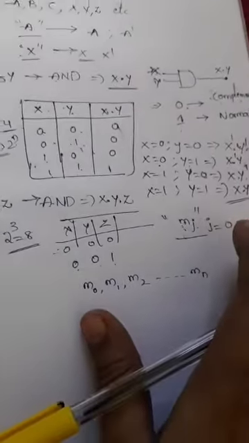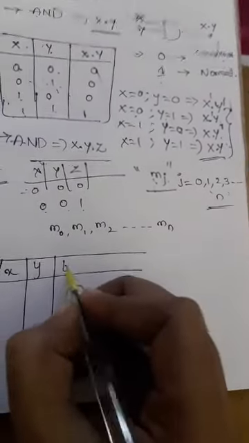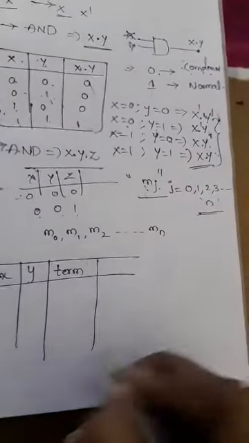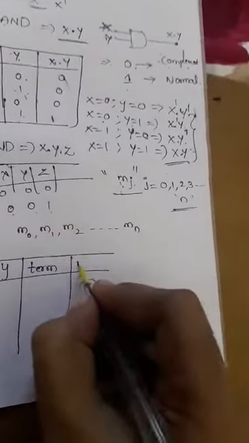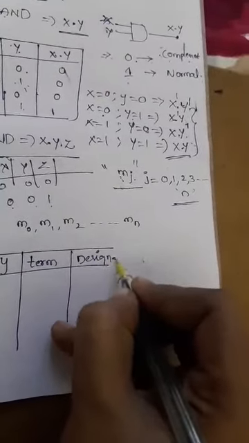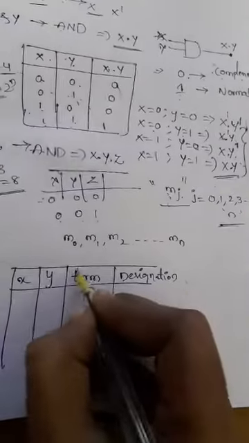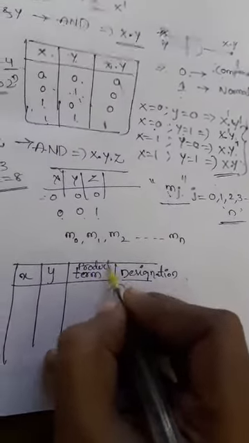So this is the concept of minterm. How do we represent minterms for two input variables? You will understand easily. We have x, y, the term, and the designation. The term is nothing but the product term. How many possibilities do we get for two inputs? 00, 01, 10, 11.